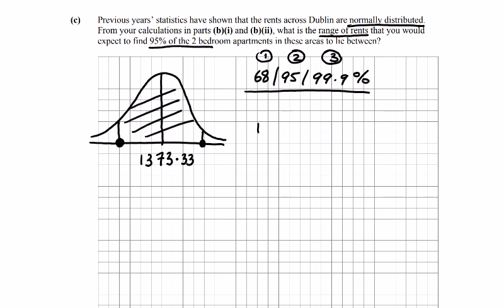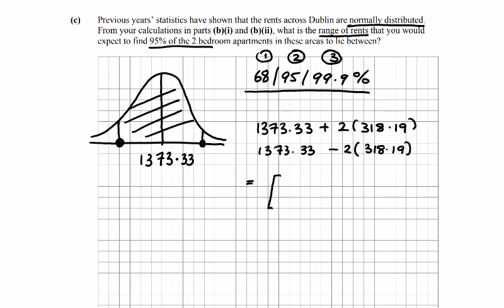So it's going to be 1373.33 plus 2 standard deviations. We got 318.19, and it's going to be 1373.33 minus 2 standard deviations. And the answers to these two will be my range. So at the lower end, 736.95. At the higher end, 2009.71.